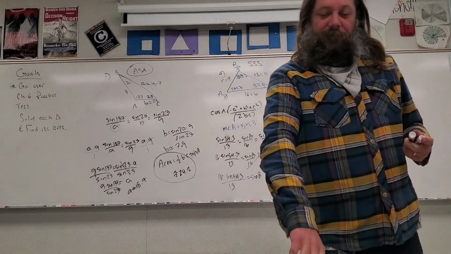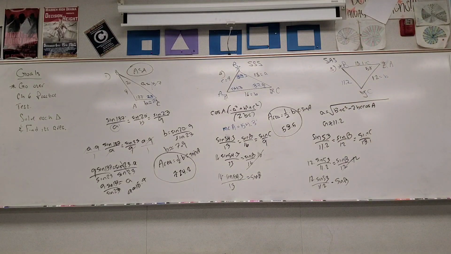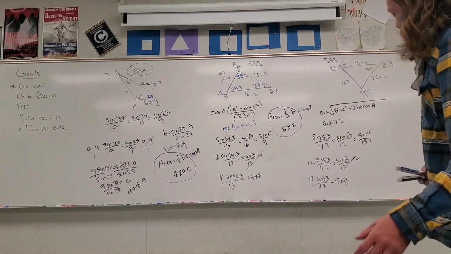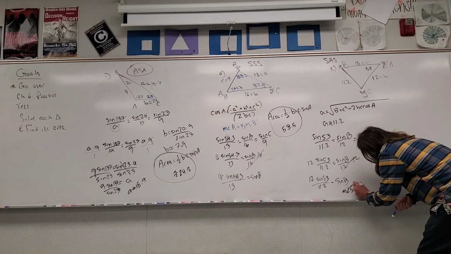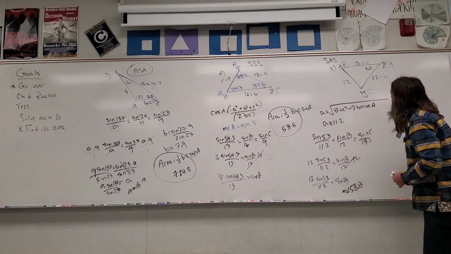Let's go ahead and figure out what that measure is. So second sine, clear. Second sine of 12 times sine of 53, close that parenthesis, divide that by 11.2. And my measure of angle B is 58.83, which rounds to 58.8.